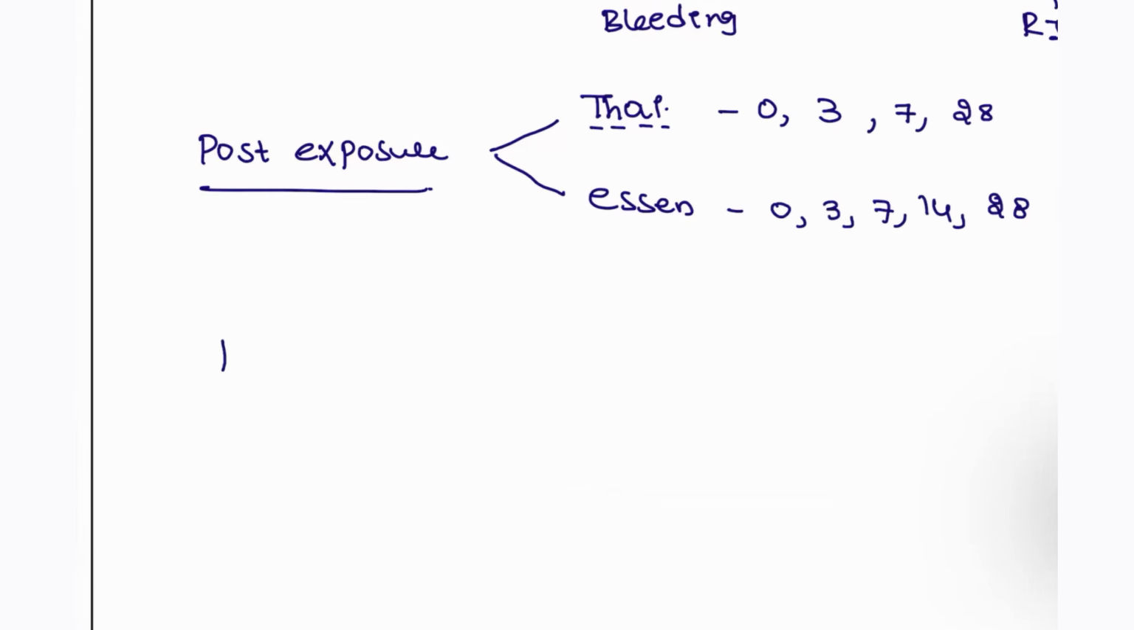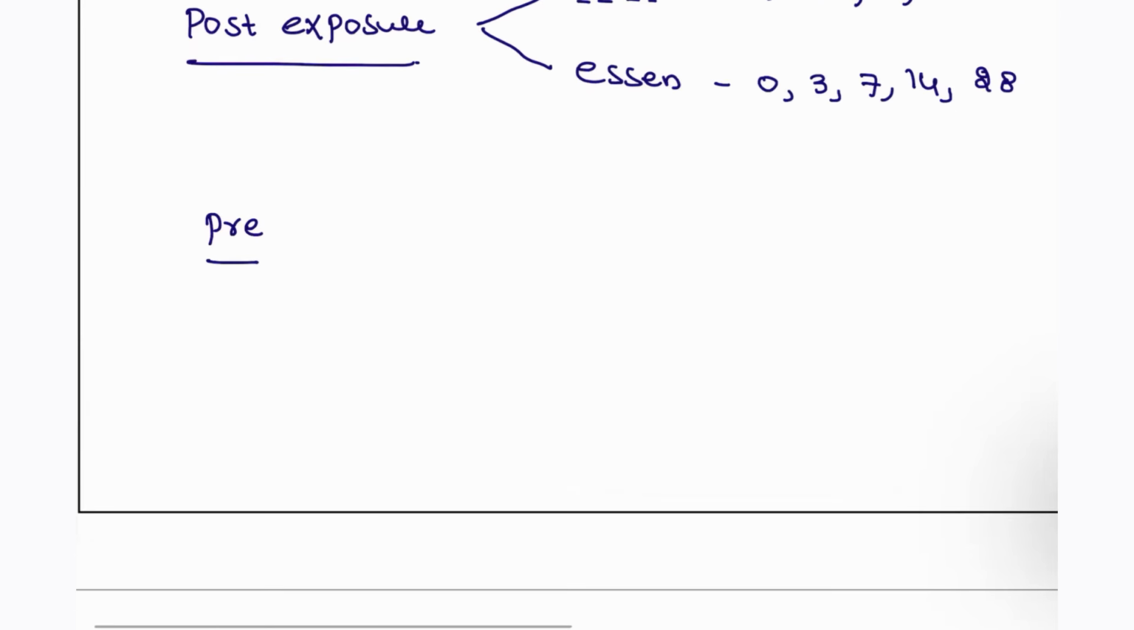Okay, next pre-exposure prophylaxis. For example, those who are forest officers, for them pre-exposure is given. For the pre-exposure, we are going to give three doses. 1, 2, 3 letters, pre-exposure: 0, 7, 21 or 28, they can go.